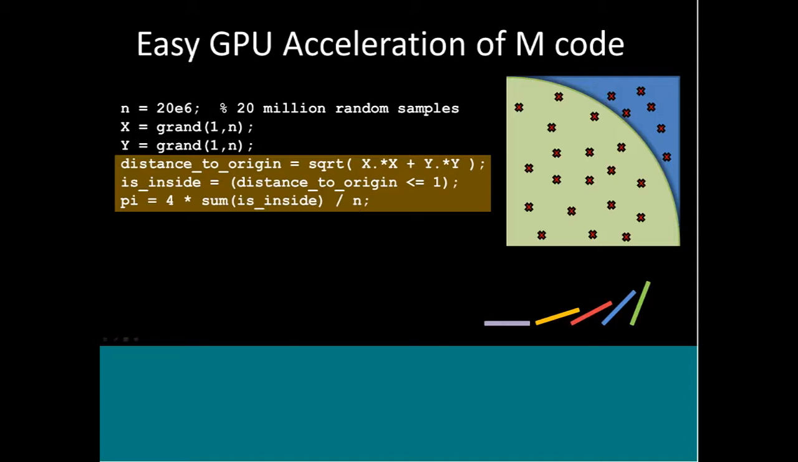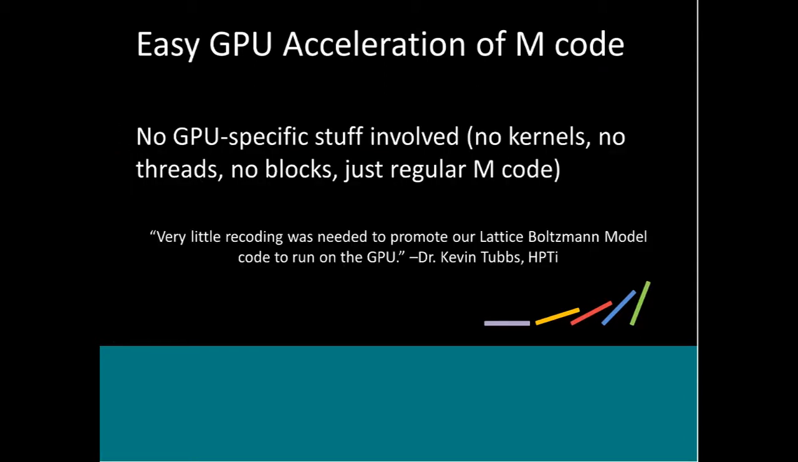And that's in a nutshell pretty much how you work with Jacket to get GPU acceleration within MATLAB. The beautiful thing here is that no GPU-specific stuff is involved. You don't have to write any kernels. There are no threads. There's no blocking. It's just regular M code. All the arrays work exactly the way they do on the CPU. And then your code, unless something goes horribly wrong, just works.